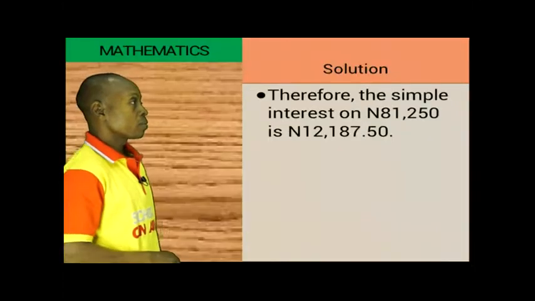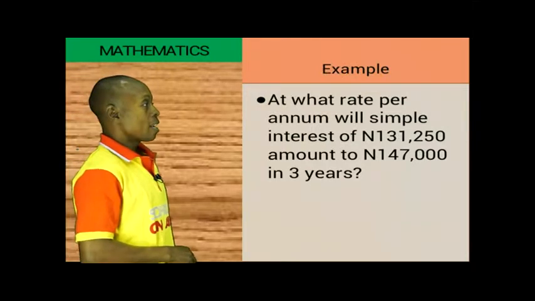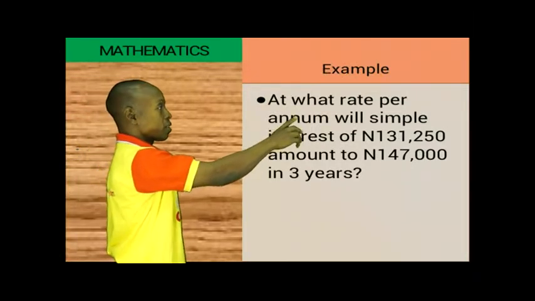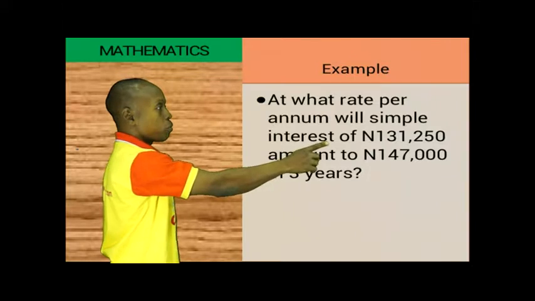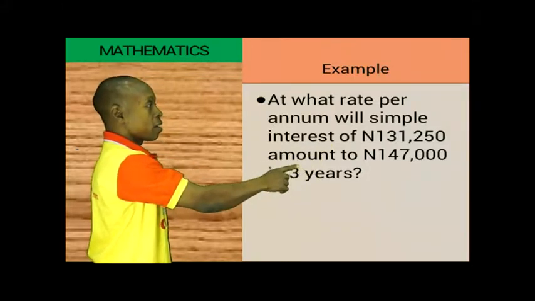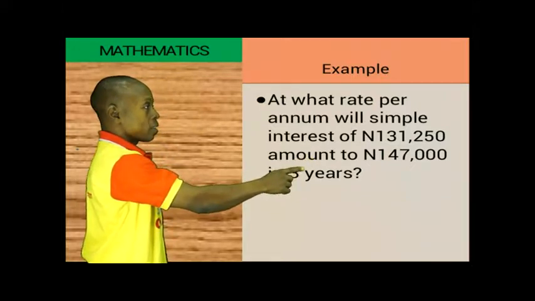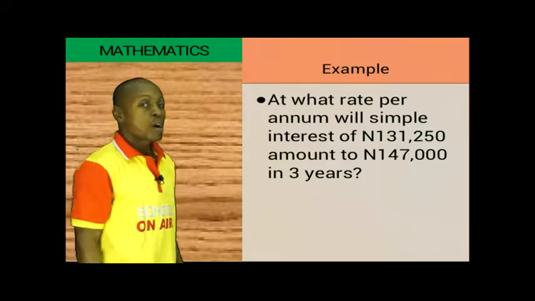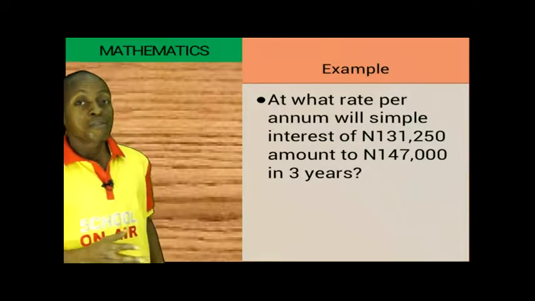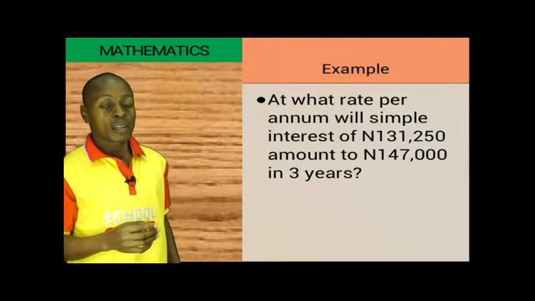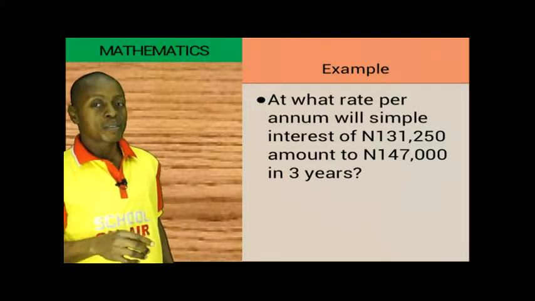Let's take another example, the second example. This time around, we are asked to get the rate. The question says, at what rate per annum will a simple interest of 131,250 naira amount to 147,000 naira in 3 years? What will be the rate? What's the rate at which we will get 147,000 naira from 131,250 naira? 131,250 naira will amount to 147,000 naira.